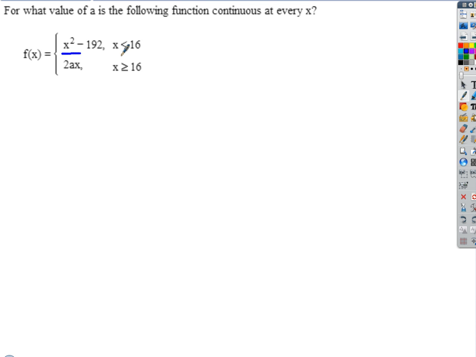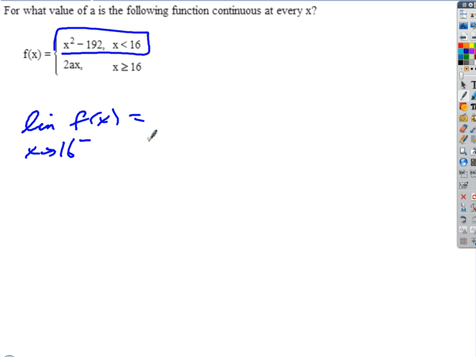So here, let's look at this top part. It's defined as x squared minus 192 when x is less than 16. So we're going to take a left-handed limit there. The limit of f of x as x approaches 16 from the left would be the limit of that expression, right? Now that's just a direct evaluation kind, isn't it? That's easy. If I plug 16 in, 256 minus 192 is what? 264? Okay, so we get 264, we get an answer for that one, right?